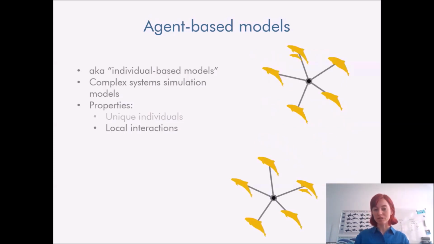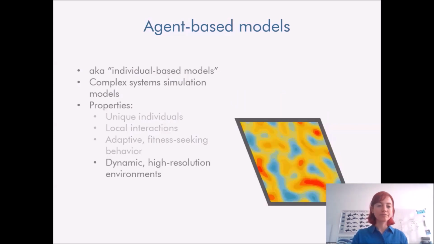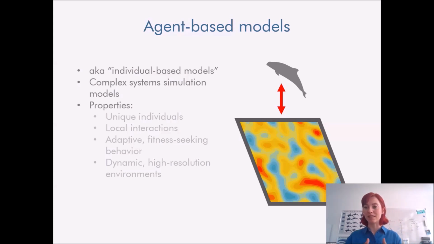And since these models are often spatially explicit, you can have interactions happening locally on a scale that is similar to the way that interactions are occurring in the real world. Additionally, animals can be equipped with adaptive and fitness-seeking behavior that allows them to make decisions under specific contexts, and that can allow them to try and improve their fitness. And additionally, since they are spatially explicit, you can have very dynamic, high-resolution environments where you can represent many spatial variables. And animals then in the environment interact with that and are influenced by the conditions based on where they are, both in space and time.